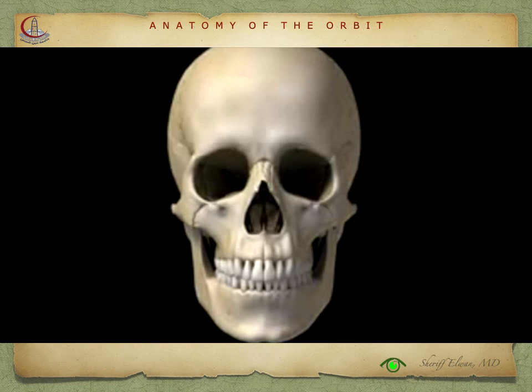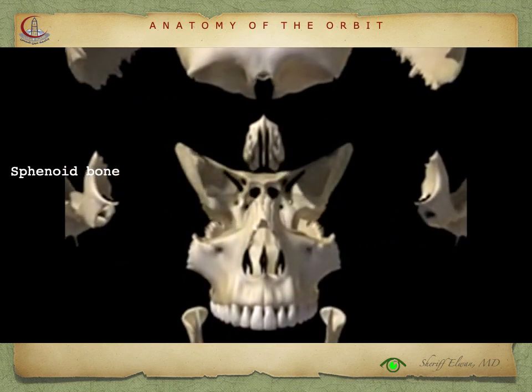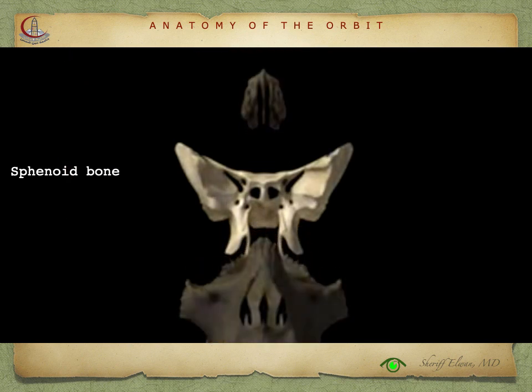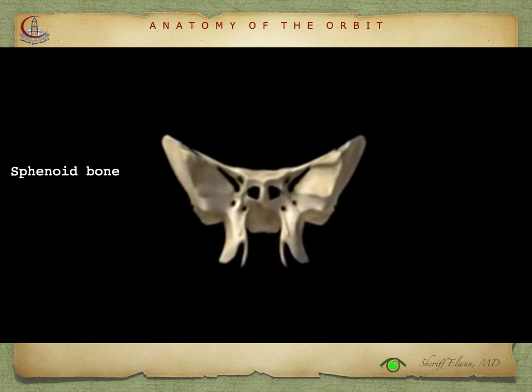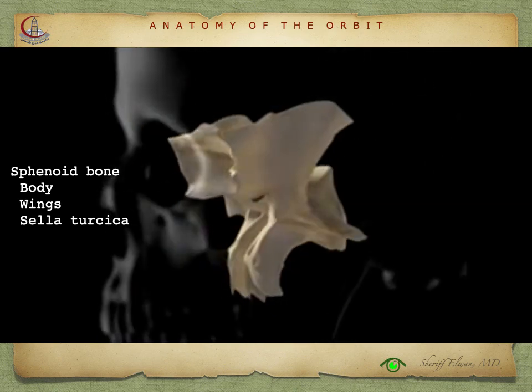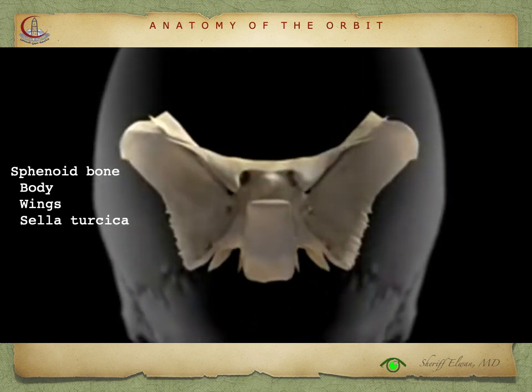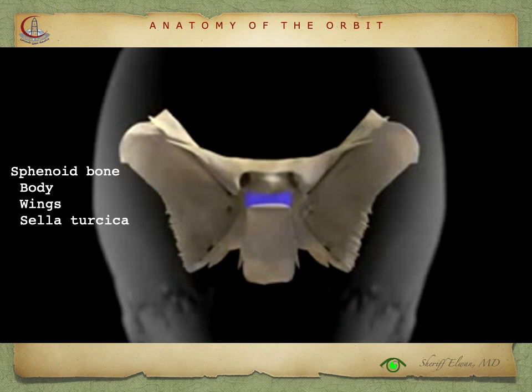If we dismantle the bones of the skull, we can see the first internal bone that shares in the formation of the orbits, and this is the sphenoid bone. The sphenoid bone makes the anterior base of the cranium and is a butterfly-shaped bone with a central body and 2 laterally projecting wings, the lesser wing and the greater wing. On its middle, there is a depression called the sella turcica, and this lodges the pituitary gland.